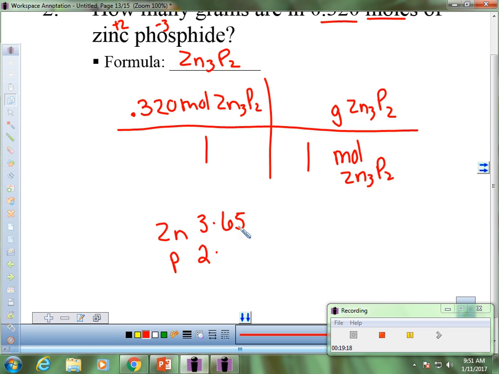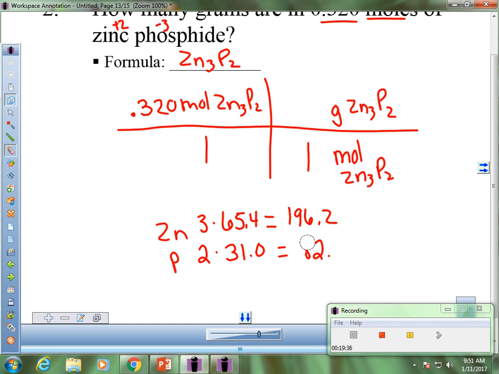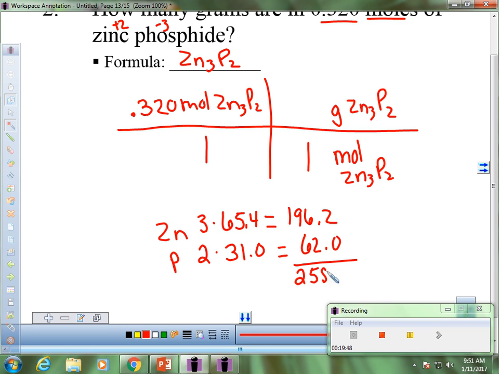Zinc is 65.4, and we're going to multiply, and we'll get 196.2. And then phosphorus is 31.0. We're going to multiply, so you get 62. Whoops, I wrote that wrong answer there, so sorry. I looked down. And so we're going to add these numbers together. You get 258.2. And this is how many grams are in 1 mole. Grams in 1 mole. So this is going to go right there.